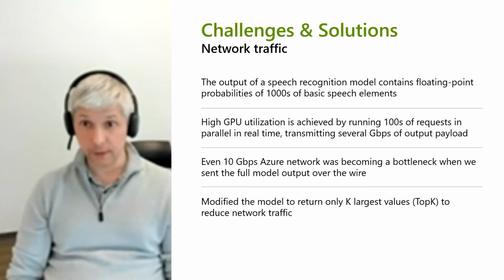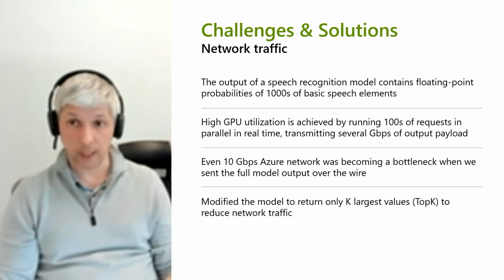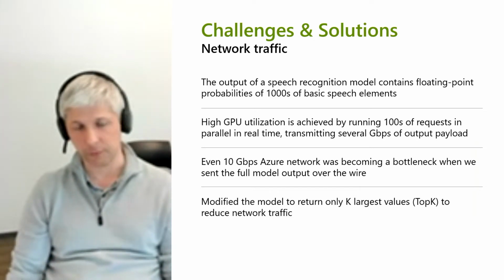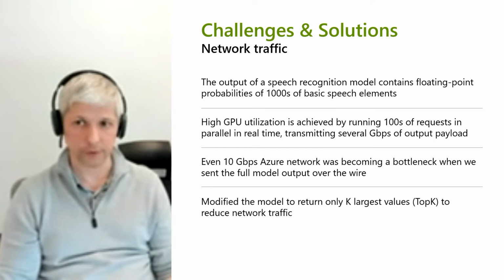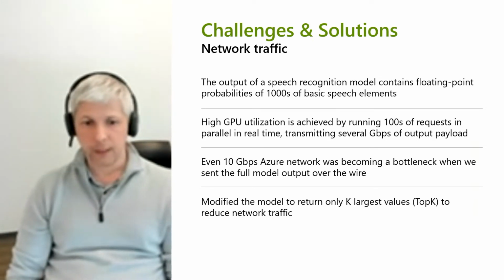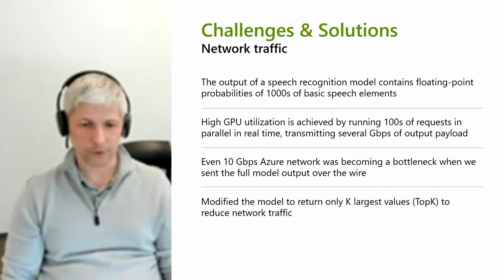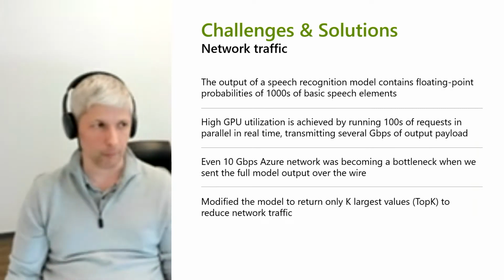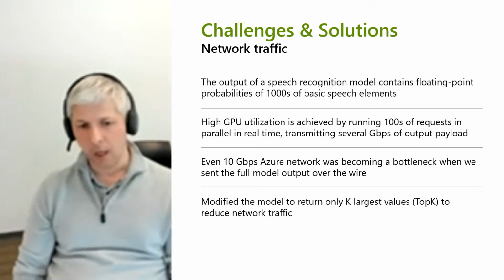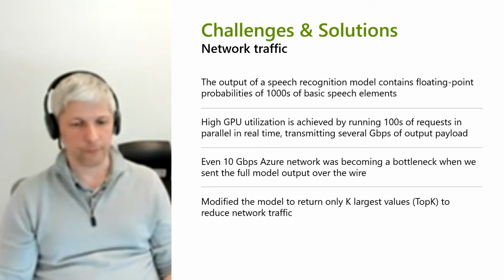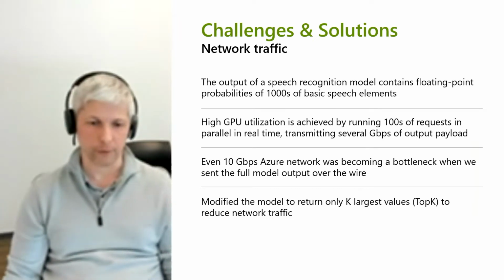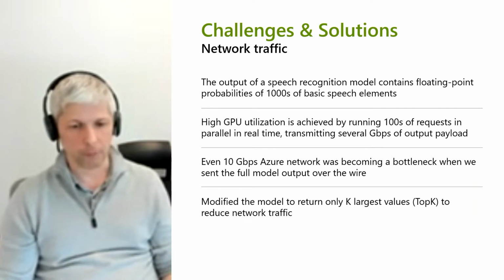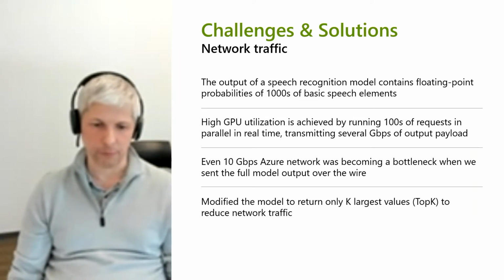But of course, that didn't come without its challenges. The most obvious one is that now we have to consider network traffic between speech recognizer servers and Triton servers, which we didn't have to care about before. In our case, the output of each inference request contains thousands of floating point values, which represent probabilities of basic speech elements. Bottom line is that at the rate we make the Triton server produce these responses, even a 10 gigabit network was becoming a bottleneck, preventing the server from fully utilizing the GPU.